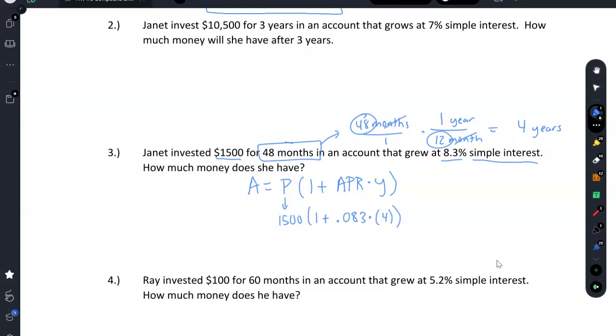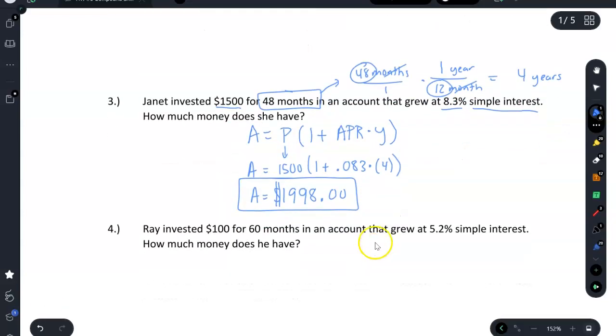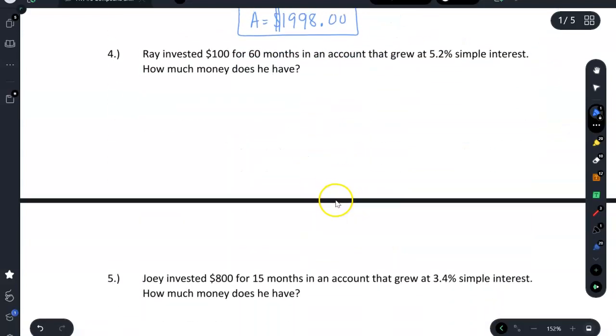Okay, so now I have 1,500 parentheses 1 plus 0.083 times 4. Close your parentheses. Close them twice if you wrote it the way I did it. And I get A is equal to, and that was what it was equal to the whole time, 1998. And once again, I don't have any cents with this one either. So if you get a decimal, just make sure you round to the nearest cent.